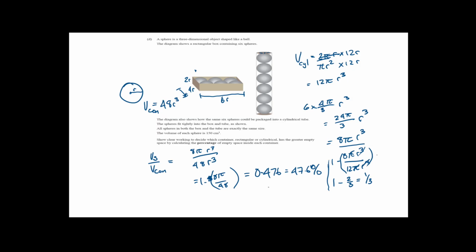So 33.3% is going to be air in the round cylinder, and 47% of the square container is going to be air. So most of the air, that's the least efficient way of stacking the tennis balls and packing the tennis balls.